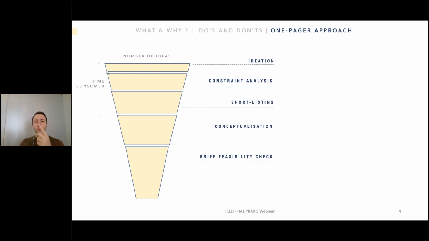So what you have to do is first start with a stage where there are so many ideas. The width of the diagram is the number of ideas. The length is the time you consume in every stage. So you've got here 5 phases. This is how I see it.